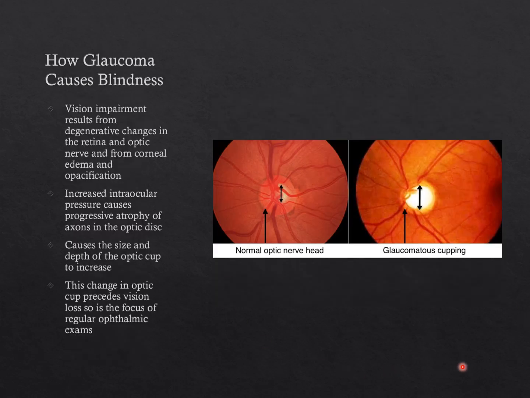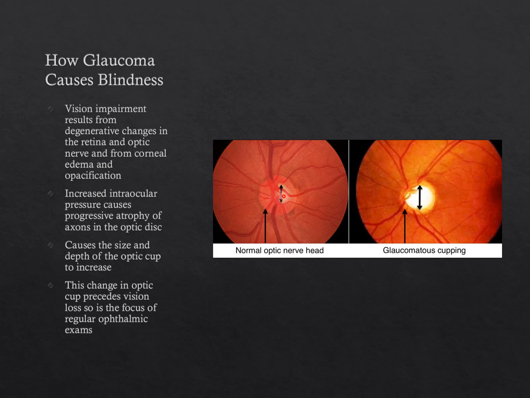So a little bit more about how glaucoma causes blindness. This vision impairment usually results from degenerative changes in the retina and the optic nerve, and from corneal edema and opacification. So these increased intraocular pressures that are common in glaucoma cause progressive atrophy of the axons within the optic disc. So in the picture here on the left, you can see this is the retina, so the back of the eye. And right here, this is a normal optic nerve head.